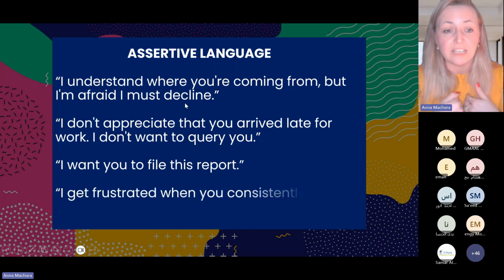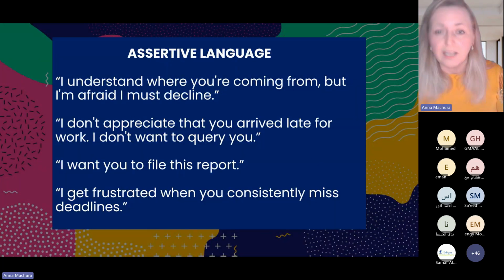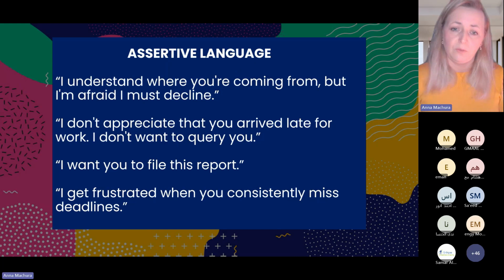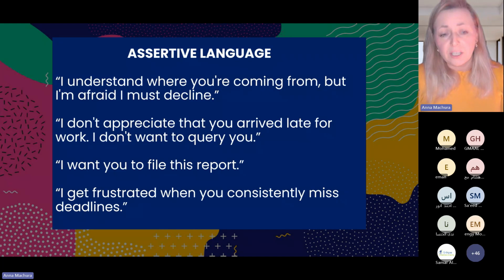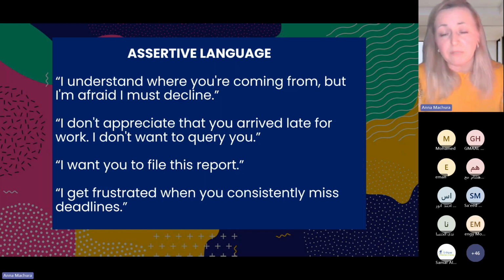It's clear. I understand. I statement. Remember where you're coming from. That's okay. I respect you. Yes, someone said confidently, but I'm afraid I must decline. But still, you're saying no. I'm saying no. This is what I want to say, but I'm not starting with negative language either, because we shouldn't, right? Well, sometimes I don't appreciate that. That's fair enough. That you've arrived late. We're expressing, well, that can be rephrased.